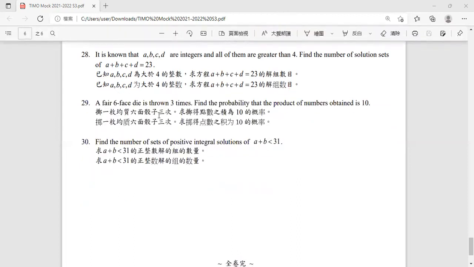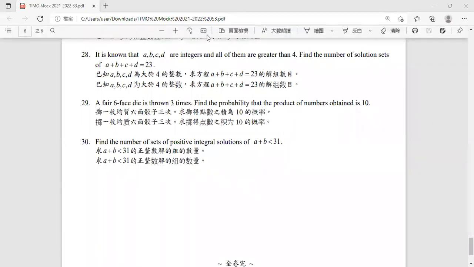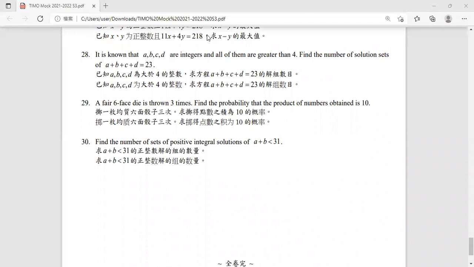Now if a dice is rolled 3 times, find the probability that the product of the numbers obtained is 10. Okay. Now how can I get the product of 10?